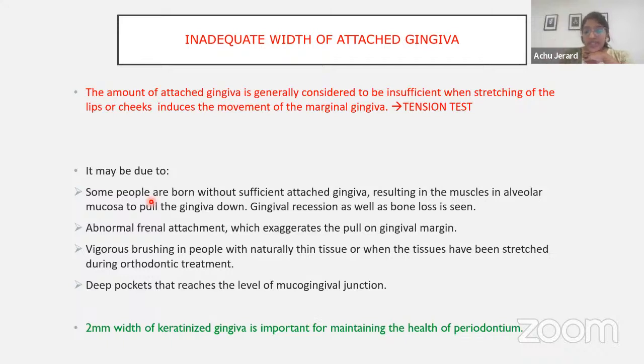And we say that a minimum of 2 mm should be there for a healthy periodontium. If it is less than that, then we'll have to consider a mucogingival surgical procedure. So I hope that is clear to you.